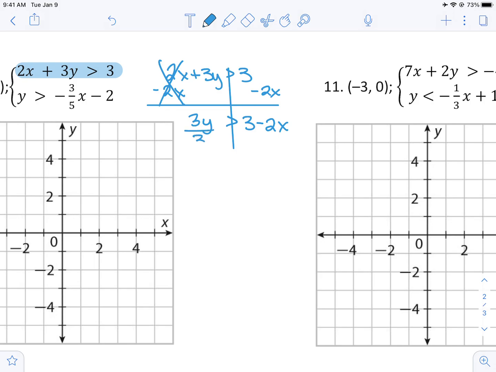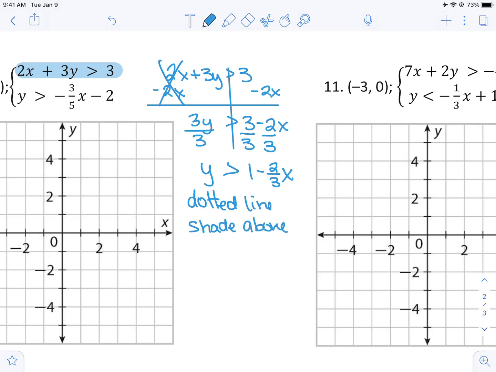I divide by a positive 3. Because it's positive, no signs are flipping. 3y divided by 3 is just that 1y. Again, my inequality sign stays the same. 3 divided by 3 is 1, and this stays a negative 2/3 x. Looking at it, I have a dotted line, and it's opening up towards the y, so I'm shading above.